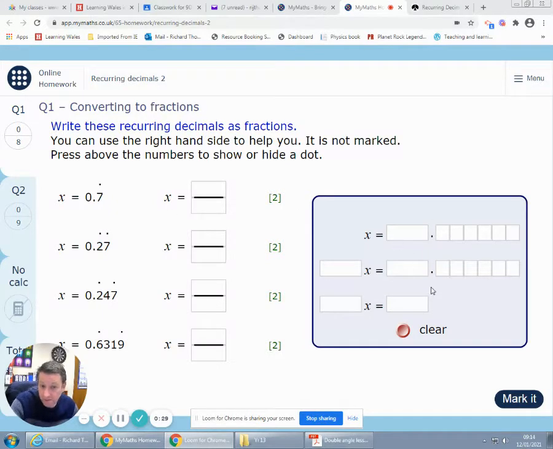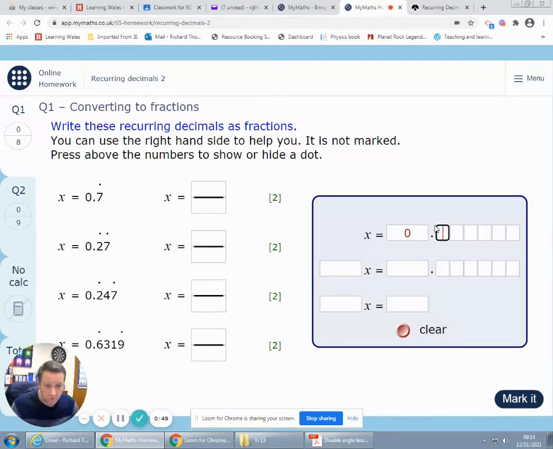Because I haven't got a pen and paper, Mymaths have kindly given us a bit of space on the side to do our workings out. So let's go through the processes we spoke about in the lesson yesterday. These dots tell us that these numbers recur. So let's do the first one. We're going to convert 0.7 recurring into a fraction.